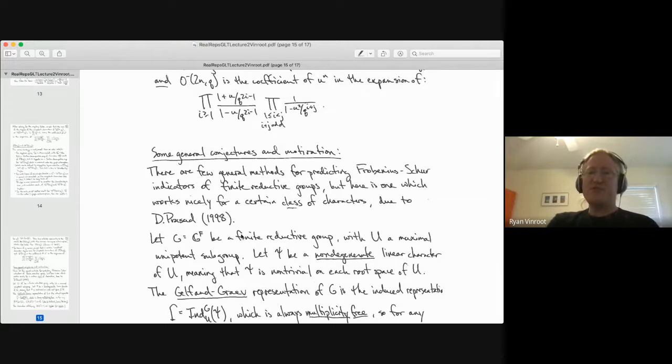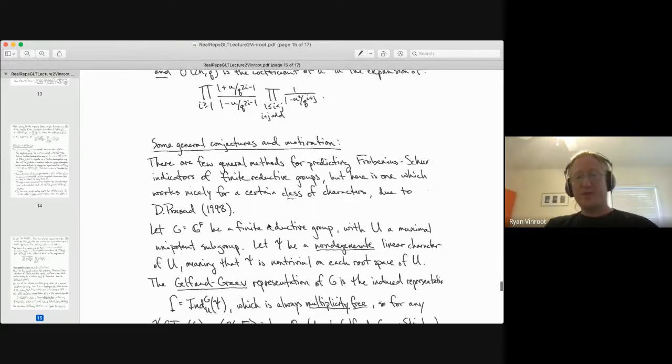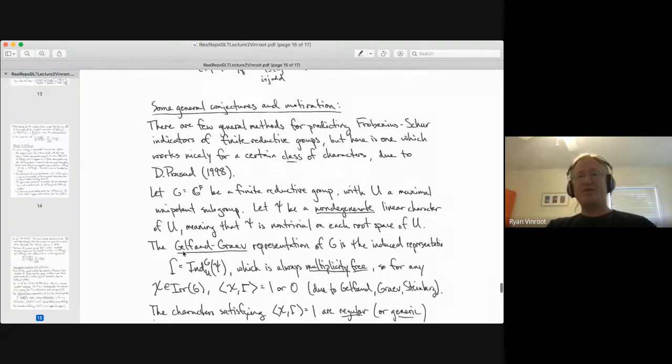And this comes to the Gelfand-Graev representation. If you take a maximal unipotent subgroup of a finite reductive group, and you take a linear character of that unipotent subgroup that is so-called non-degenerate, and geometrically that means it non-trivially acts on the root spaces corresponding to our unipotent subgroup. If you induce that linear character, you get a representation which is always multiplicity-free. This is the Gelfand-Graev representation.